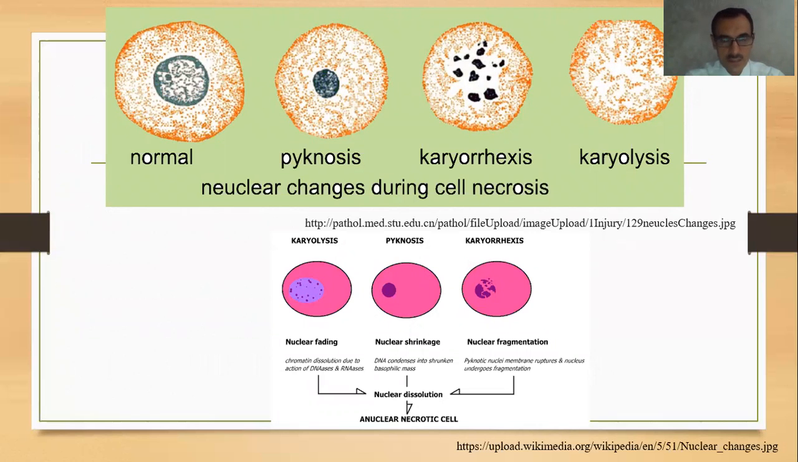The cellular structures, as well as the nucleus and the cytoplasm, undergo some morphological change during cell necrosis. Here you see the schematic illustration of the nuclear change during cell necrosis. This is the normal cell with the normal nucleus. Then the nucleus undergoes shrinkage that we call karyopyknosis. Then the nucleus undergoes fragmentation that we call karyorrhexis. And finally, here we see the lysis of the nucleus, karyolysis.